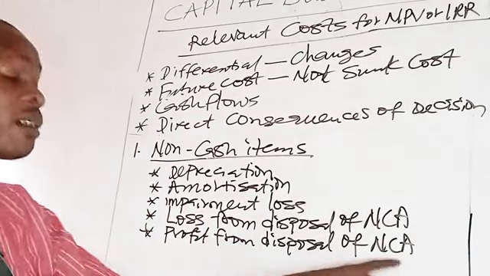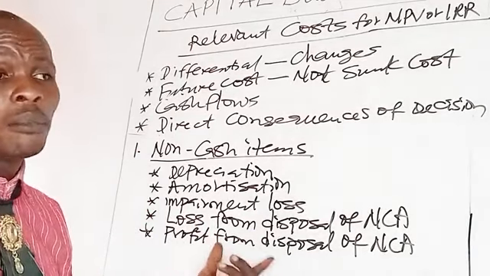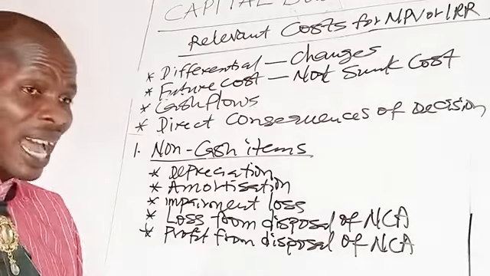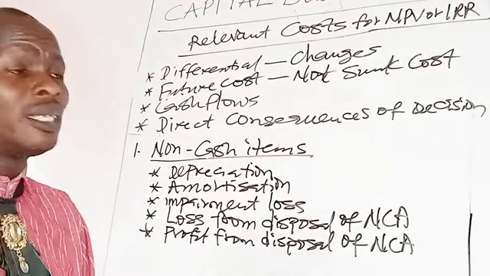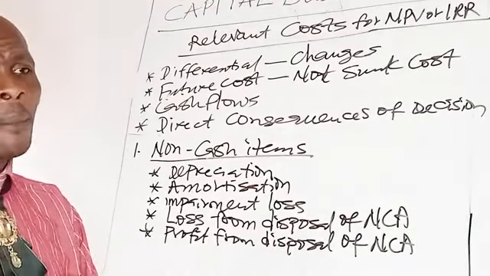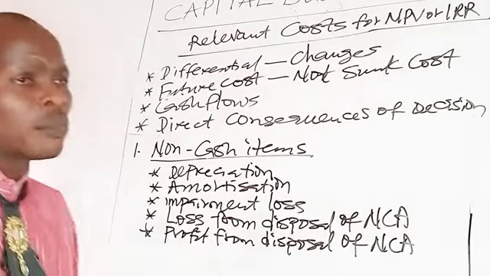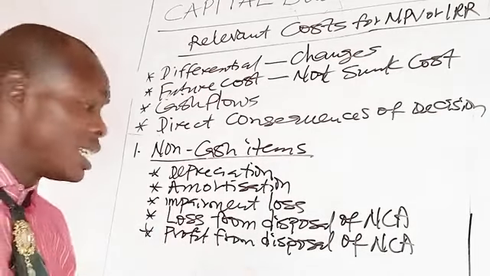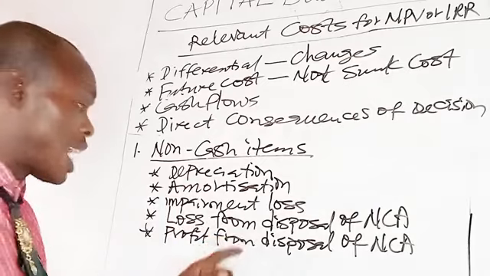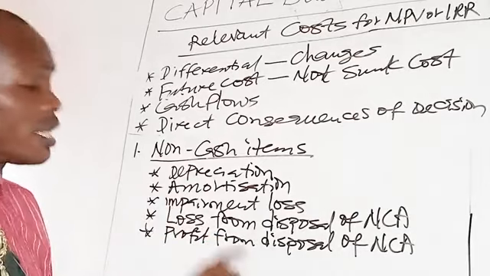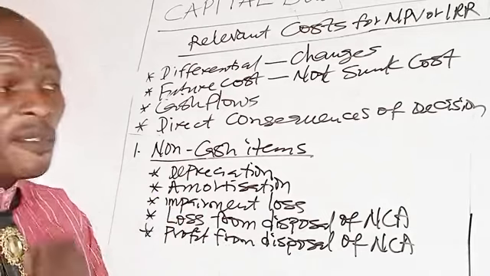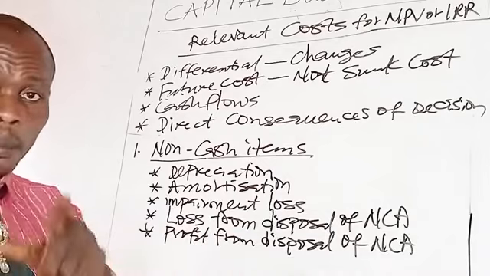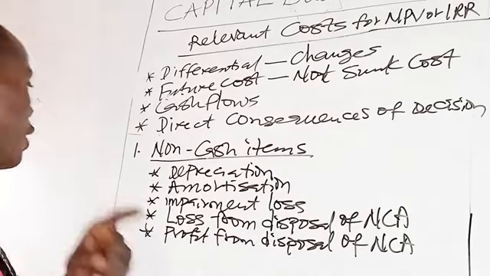Don't confuse the profit from disposal with the proceeds from disposal. The proceeds are the amount realized from the sale of an asset. Do not confuse the proceeds with the profit. Profit is derived by subtracting the carrying amount from the proceeds. So where the sales proceeds of an asset are greater than the carrying amount of such an asset, then you arrive at the profit from the disposal. I've told you that profit from disposal of an asset is not relevant for decision-making purposes, but the proceeds are relevant. Take note of that.